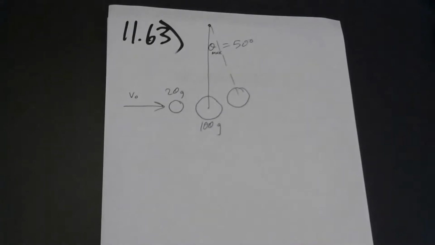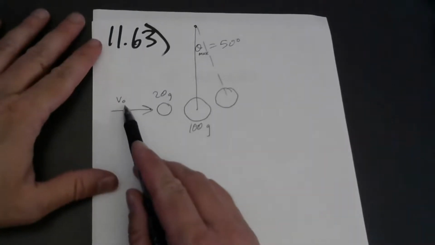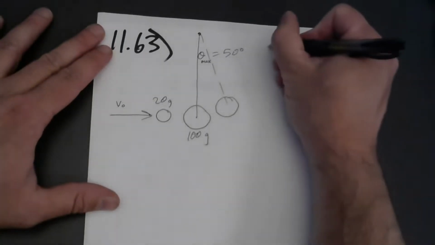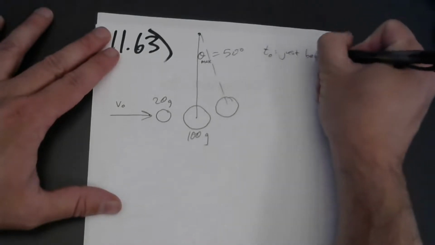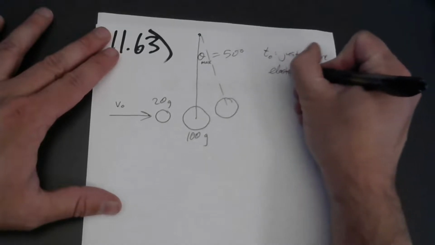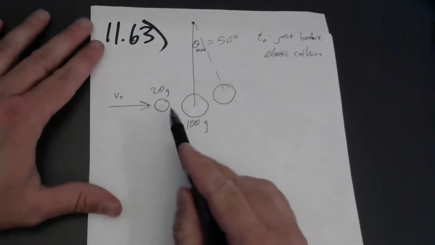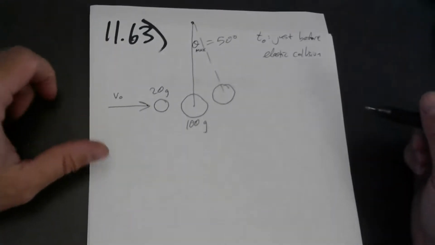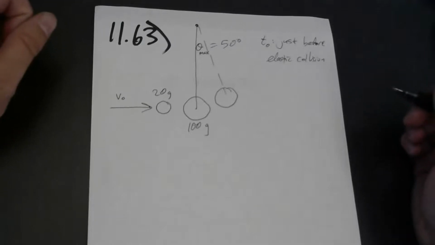So this is a lot like the ballistic pendulum. Allow me to label some times here. Since they've already used the subscript 0 here, I'll say T0 is just before, and I'm going to call it the elastic collision because we're actually told in the problem that the collision is elastic. So think of these as two hard rubber balls. They certainly would not be two chunks of clay. That would not be an elastic collision.